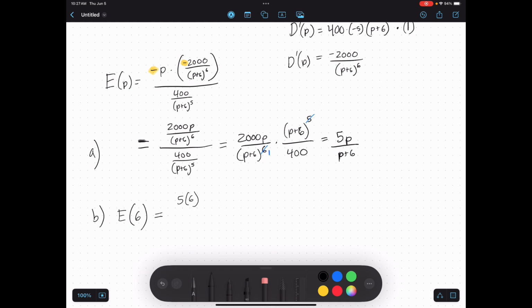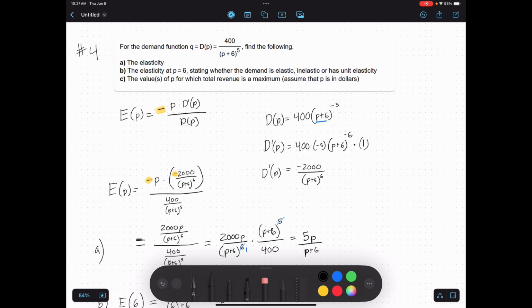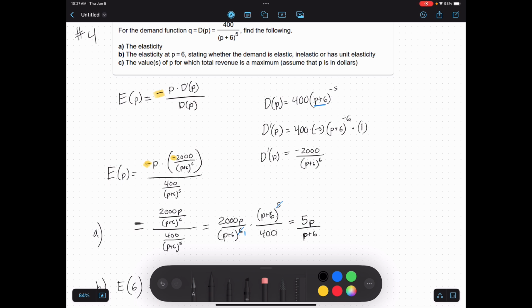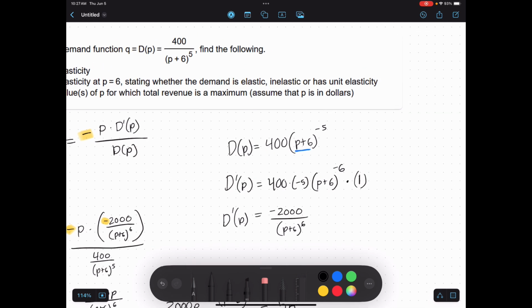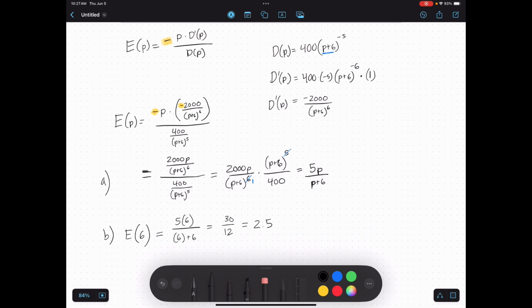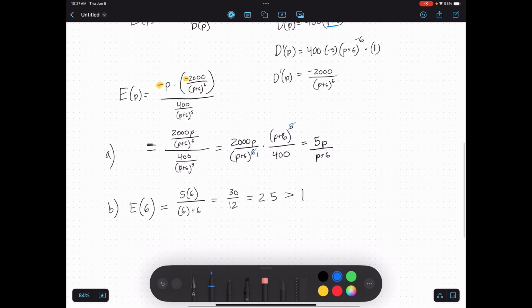So that just gives me 5 times 6 over 6 plus 6, right? I'm just plugging 6 in for p, and I get 30 over 12, or just 2.5. So that's my elasticity value. Notice that's greater than 1, meaning is this elastic, inelastic, or unit elasticity? Since it's greater than 1, this is elastic. And what did we learn about in our concept video? That means I should lower the price. I've set the price too high for whatever product this is.